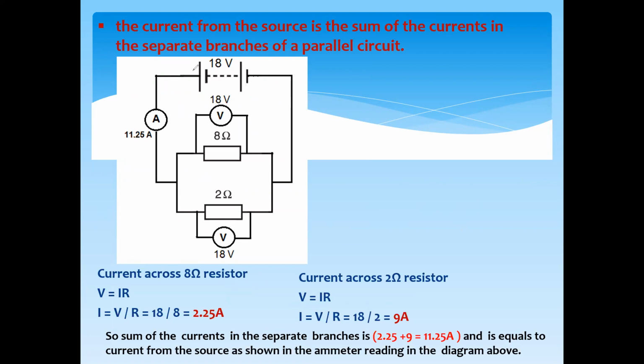So we'll find the current, and the total current will be equal to the sum of the currents in each branch. So 11.25 ampere enters. The one with higher resistance will have a smaller current, so 2.25 will flow through the 8 ohm resistor. The remaining 9 ampere will flow through the 2 ohm resistor, and then they rejoin and return as 11.25. So the total current entering the circuit is the same as the total current leaving the circuit.